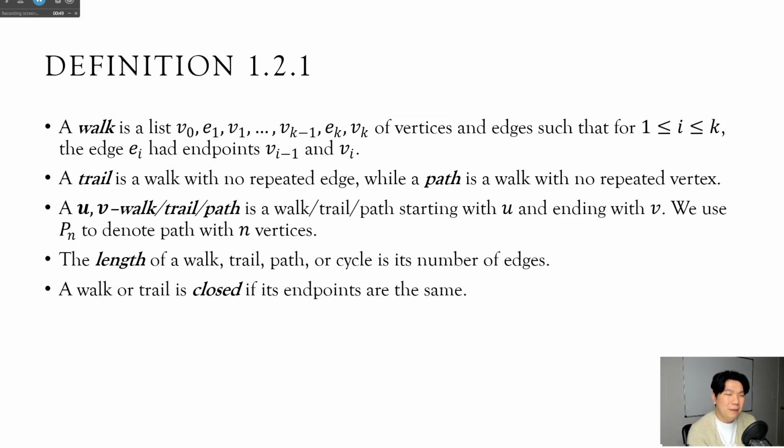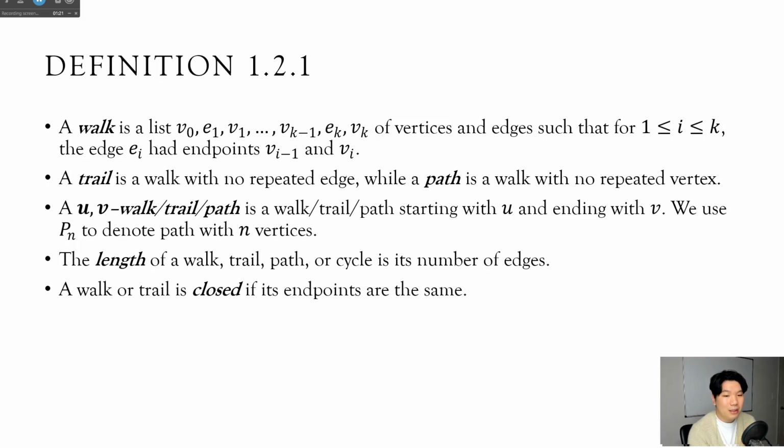If I want to talk about a UV walk, trail, or path, respectively, then this is again a walk, trail, or path where I start with the vertex U and then I end at the vertex V. A lot of times we're actually going to be focusing on a path, which is why I'm going ahead and introducing this notation. If you ever see the notation Pn, this represents a path with n vertices. And we're going to have some examples coming up in a moment.